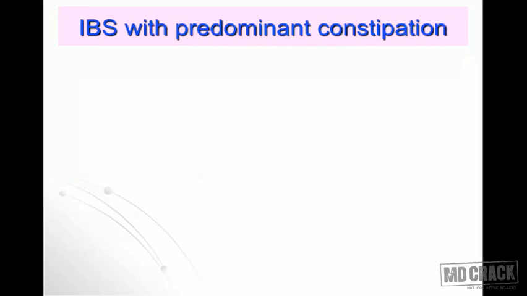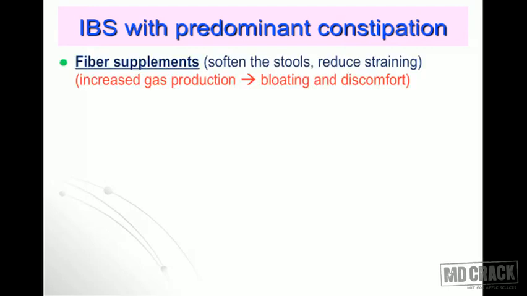Now we find out what's used for irritable bowel syndrome with predominant constipation. Because there's predominant constipation, we try to treat this symptom by using various drugs which could lead to an increase in motility. First, the simplest way to treat is fiber supplements. Try to increase the fiber content of the food and give fiber supplements. They are going to soften the stools and reduce straining at stools. Increased gas production by the fiber supplements, however, can lead to some symptoms of bloating and discomfort.